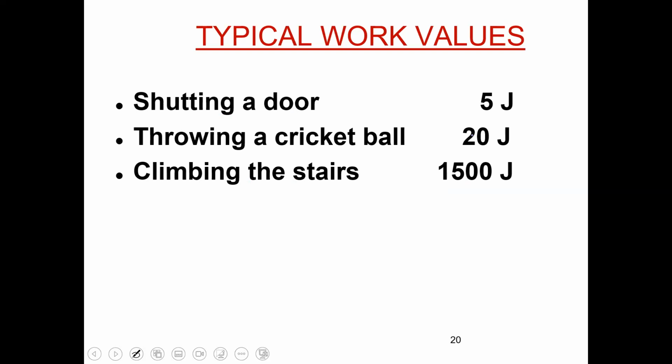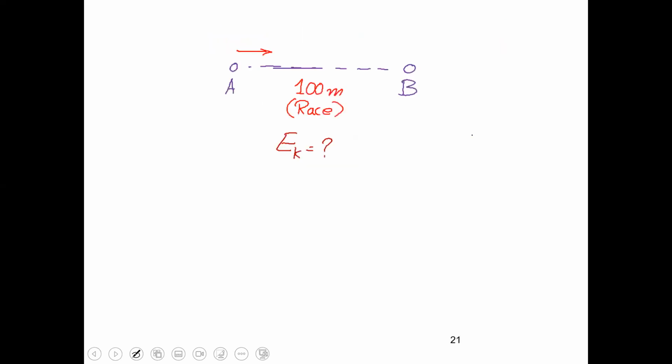Now, there are some typical work values. Why is this necessary? Because estimation is another dangerous topic in our AS physics. How can we tackle this dangerous topic? Remember the rule that whenever you are looking at an unusual unit, joule is not our common life unit. We do not use it in our common life. So we need some values in our memory. Shutting a door is 5 joule. Throwing a cricket ball is 20 joule. Climbing the stairs is 1500 joule.